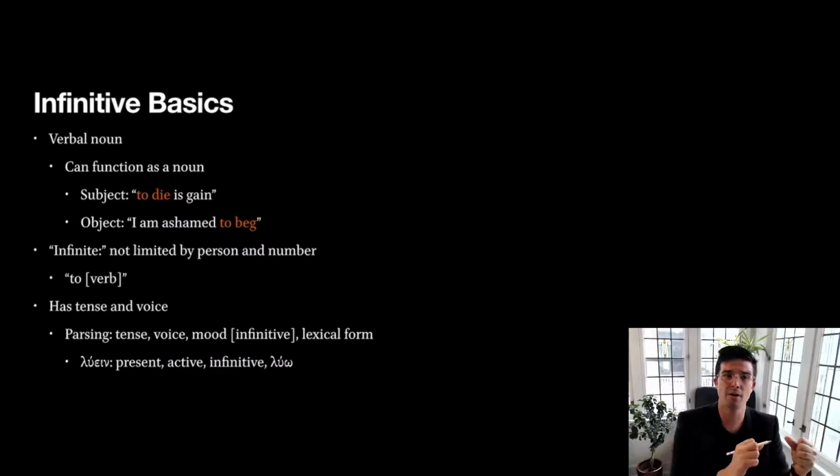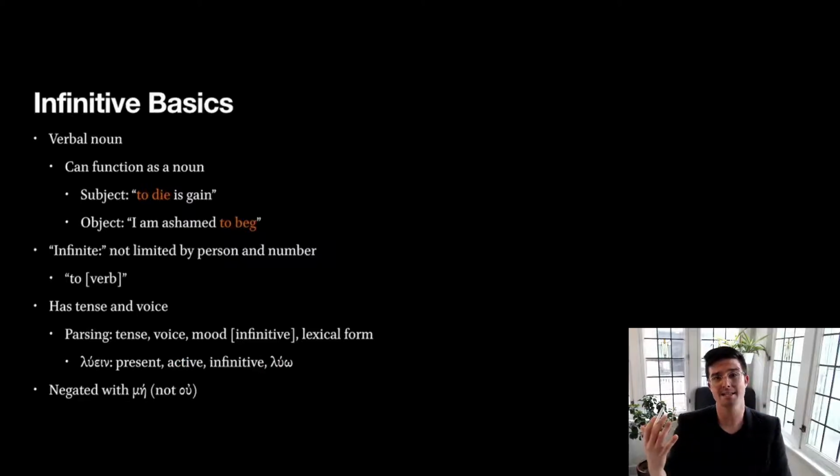As a verbal noun, infinitives are also going to take parts from verbs. They're going to have tense and voice, but unlike participles, they are not going to have case, gender, and number. Rather, they're just going to have tense and voice, and because they're not limited by the person and number of the verb, you're not going to have that in your parsing information. So when you go to parse an infinitive, you're going to offer the tense, the voice, and the mood, which is infinitive, and then the lexical form. So for example, -ειν is our ending for the infinitive here. We're going to look at those endings in just a moment. We have a present active infinitive from λύω.